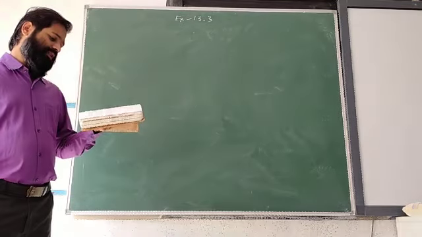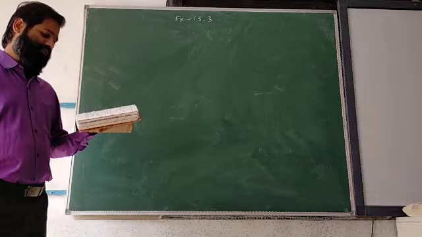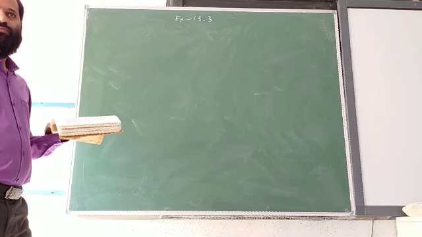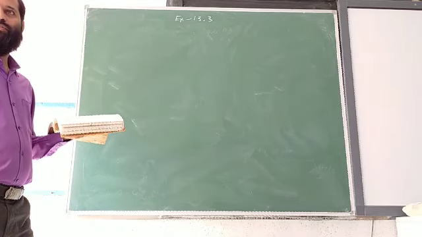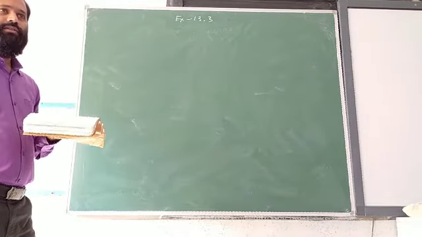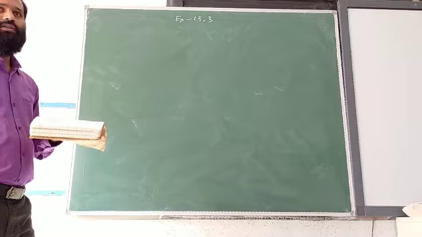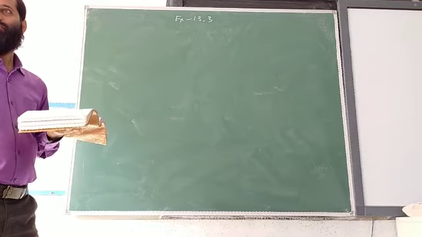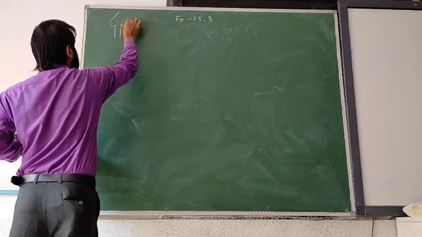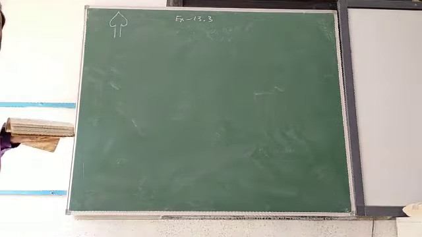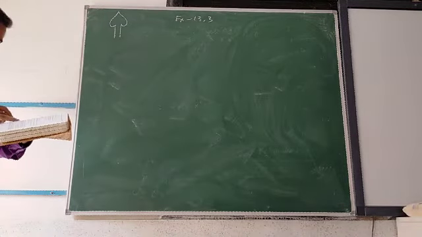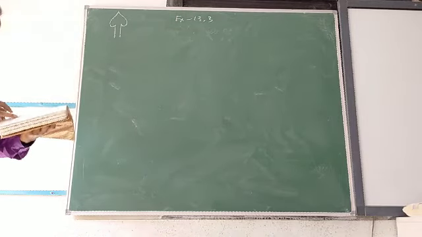Question number 6. The slant height and base diameter of a conical tomb. Do you know what is a tomb? Have you seen the Taj Mahal? On the top of the Taj Mahal, the dome, that is called a tomb. Like this is the pillar of the Taj Mahal and on the top, like this. So it is like a cone.